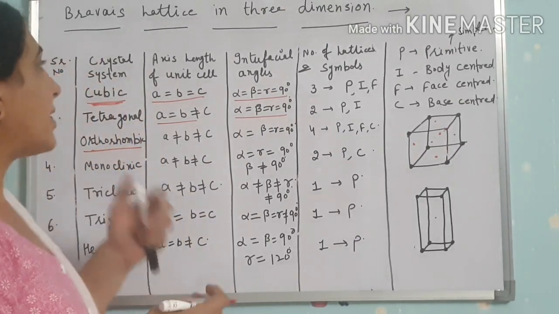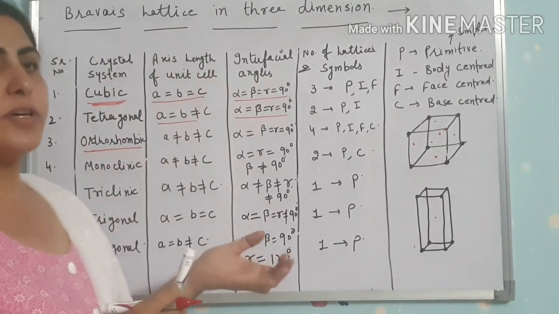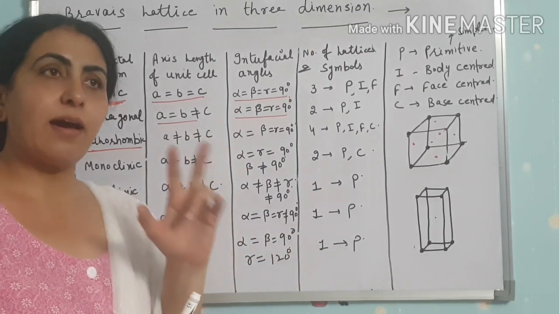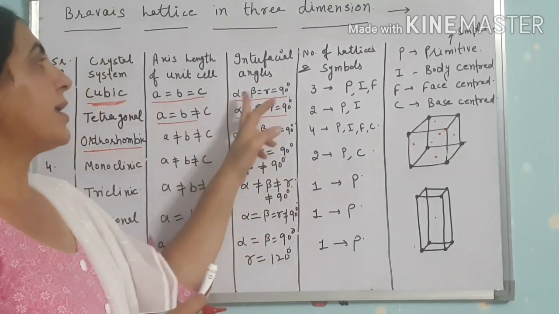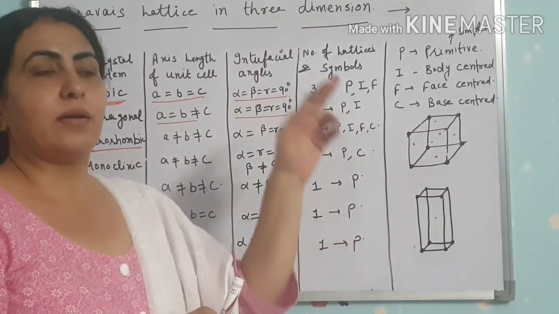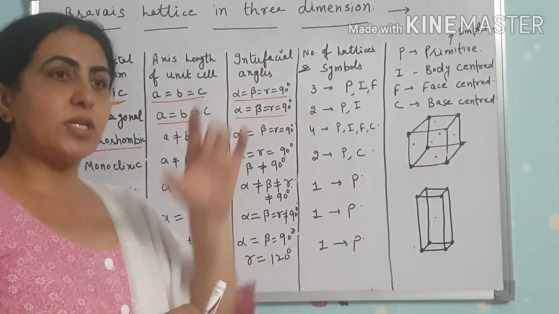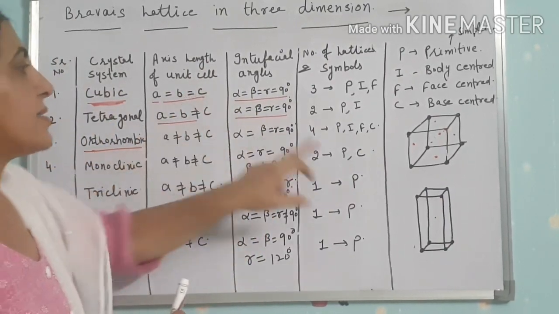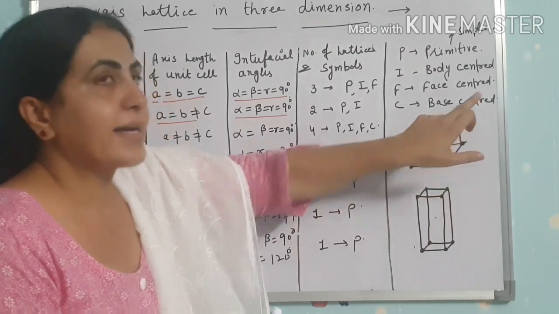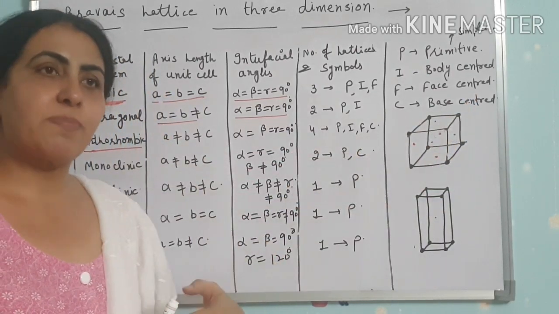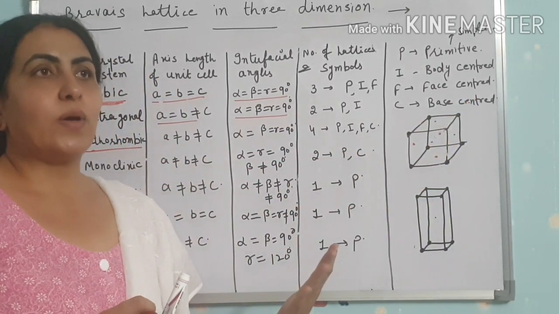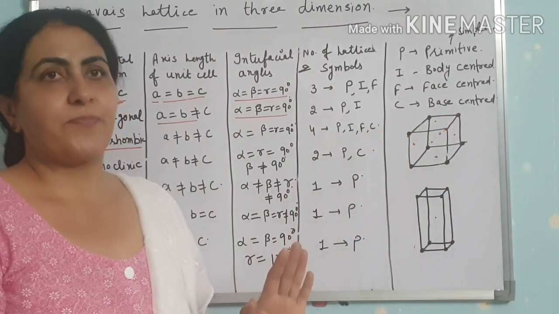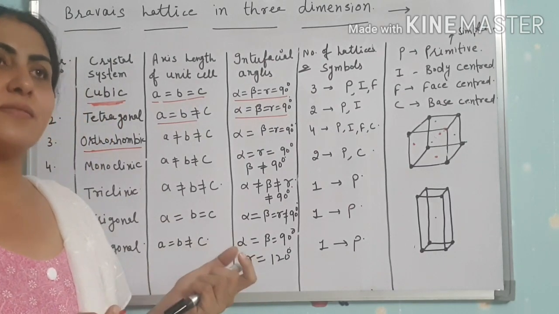Clear? And what about axis length and interfacial angles? In a cubic system, the interfacial angles alpha, beta and gamma are equal, and all 3 are 90 degree, mutually perpendicular axes. Clear? And A is equal to B is equal to C. This is A, B, C, axis length or primitives or lattice parameters. They are equal on all 3 sides, A, B and C. Clear? This is cubic system.